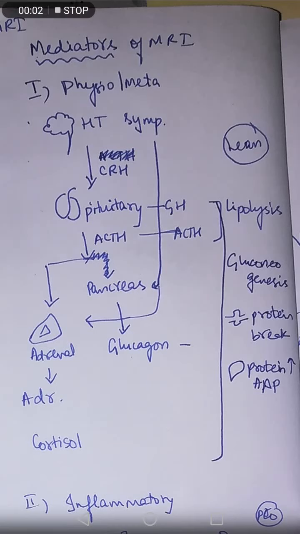So MRI is the metabolic response to injury. Mediators of MRI can be physiological or metabolic indicators. The same story, guys. The hypothalamus is going to release CRH, corticotropin releasing hormone, which goes to the pituitary, releases ACTH, which goes to the adrenal, releases adrenaline and cortisol.